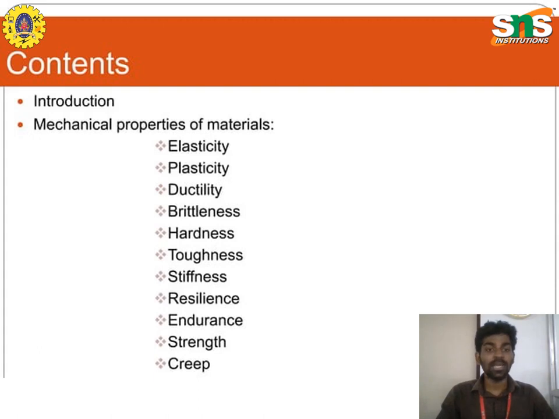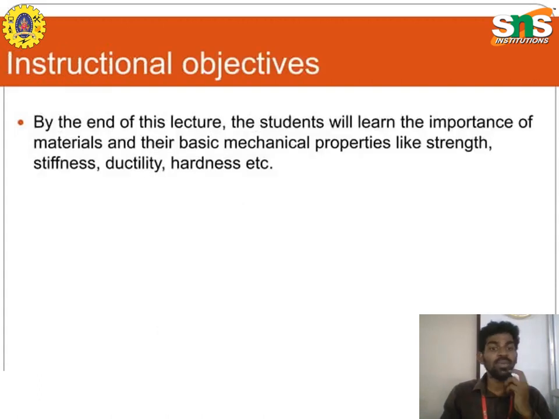The mechanical properties include elasticity, plasticity, ductility, brittleness, hardness, toughness, stiffness, resilience, endurance, strength and creep. From this we know the main objective of the lecture series: the importance of the material and its basic mechanical properties like strength, stiffness, ductility, hardness, etc.